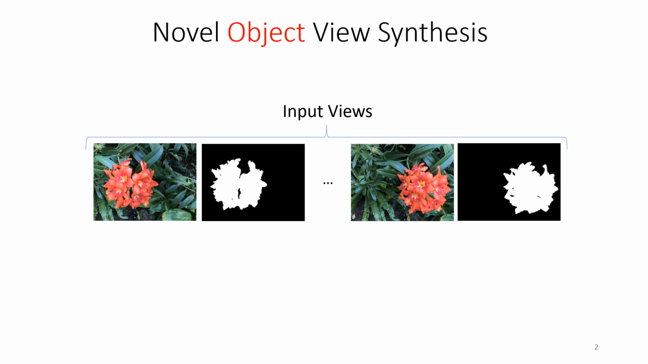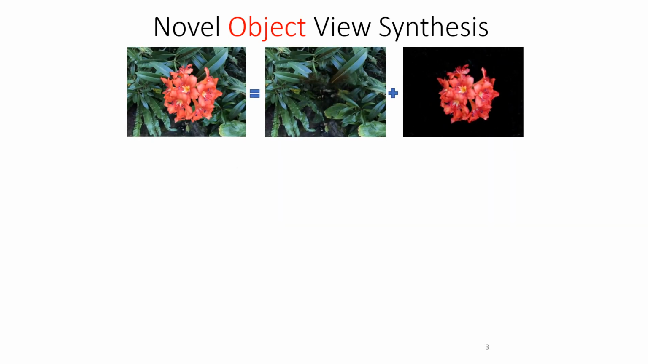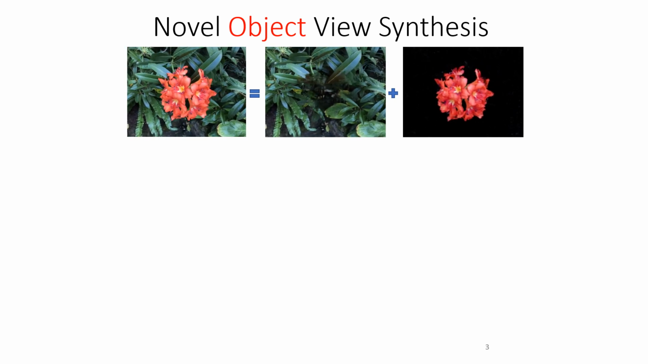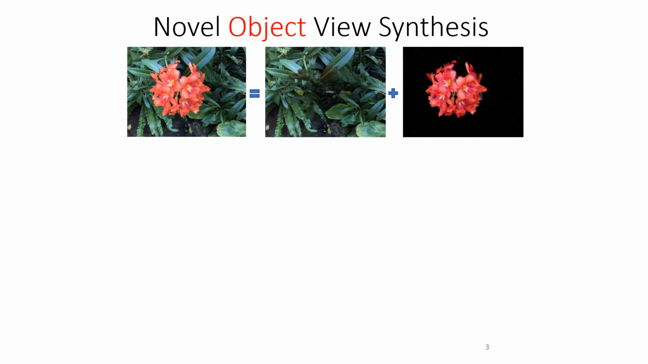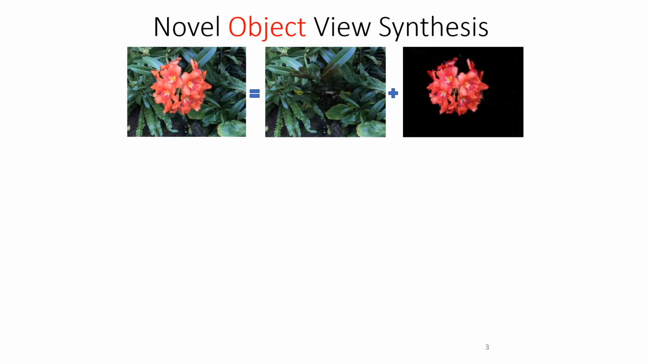We consider the setting of novel object view synthesis, where we are given a few views of a scene, as well as masks depicting the object to be decomposed, as shown here for the flower. We now want to generate novel views, not only of the full scene, but also of the background and foreground in isolation. Given this decomposition, we can then manipulate the foreground and background in isolation.